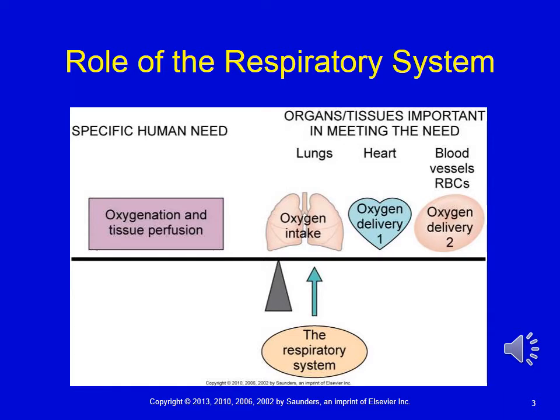The respiratory system is important for oxygenation and tissue perfusion because the source of oxygen for all body cells is the air we breathe. The purposes of breathing are, first, to provide oxygen for tissue perfusion so that the cells have enough oxygen to metabolize and generate energy, and secondly, to remove carbon dioxide, the waste product of metabolism.